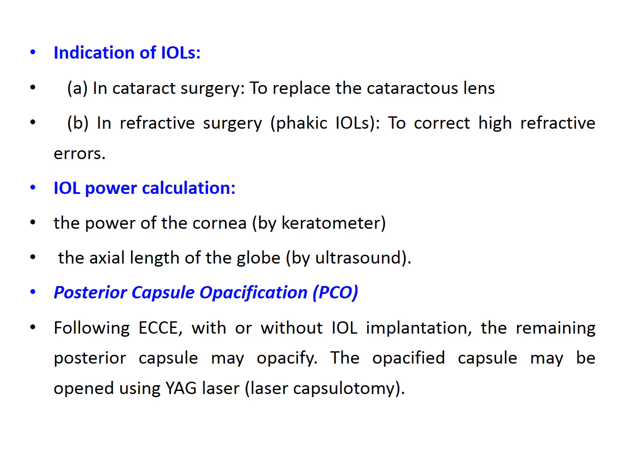Some of the complications after extracapsular cataract extraction or after phacoemulsification is the opacification of the remnant posterior capsule. This is called posterior capsular opacification. It may happen after lens removal, and this can be treated by YAG laser capsulotomy, using YAG laser to open this opacified capsule to regain vision. This is also called after cataract, and we will discuss it later on.